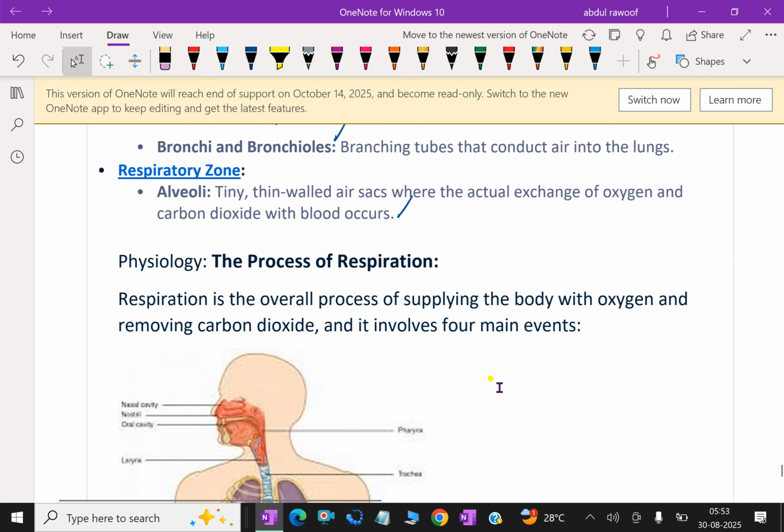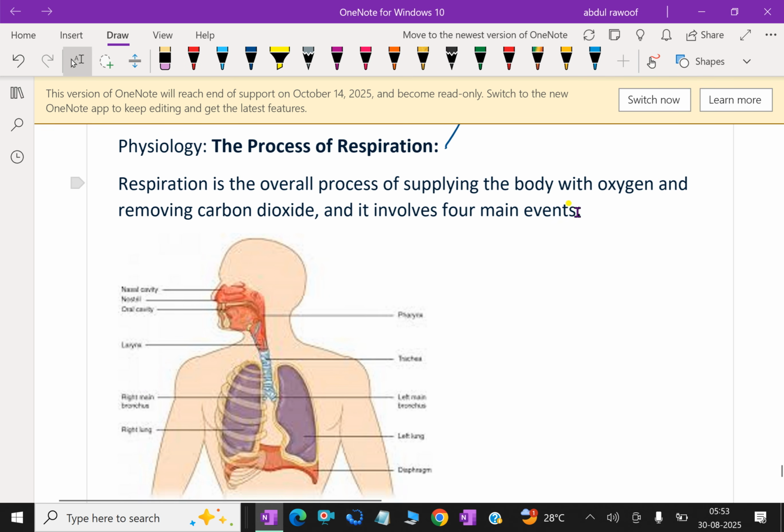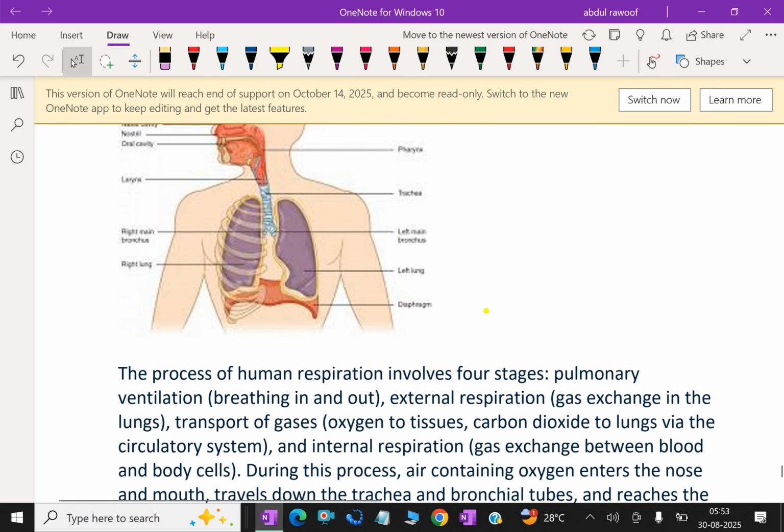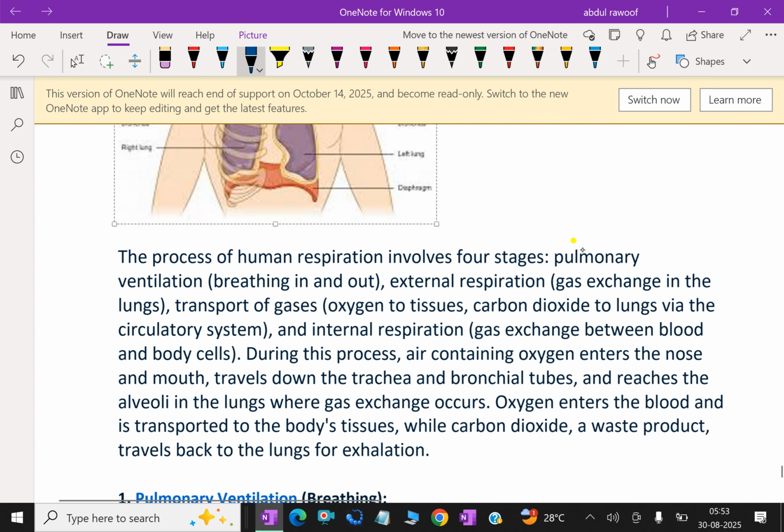Physiology, the process of respiration. How the respiration happens. Respiration is the overall process of supplying the body with oxygen and removing carbon dioxide, and it involves four main events. The process of human respiration involves four stages. First one, pulmonary ventilation, that is breathing in and out. External respiration, that is gas exchange in the lungs. Gas transport of gases, oxygen to tissues, carbon dioxide to lungs via the circulatory system. And internal respiration, that is gas exchange between blood and body cells.